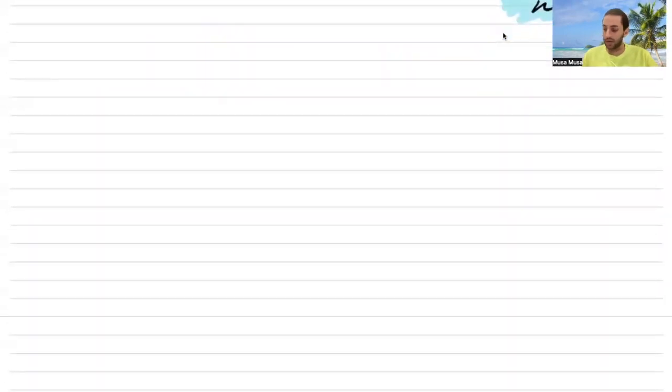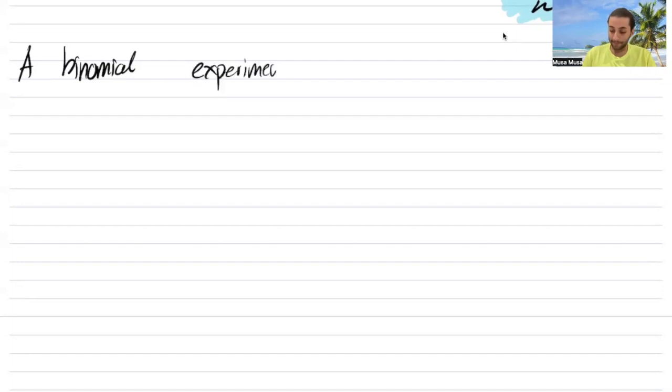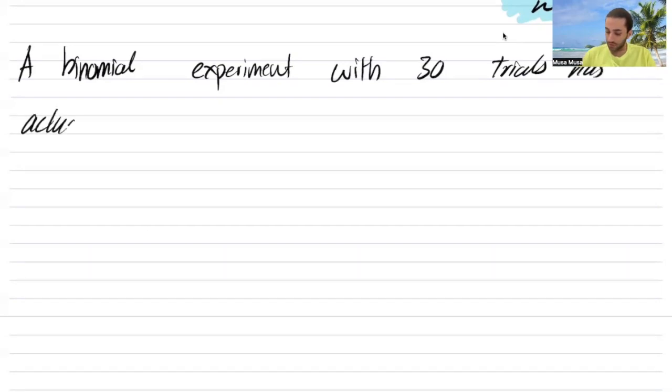I guess I can give you an example. Let's say a binomial experiment with, let's say, 30 trials has an actual value of p equal to a third. Okay, so what is the probability?